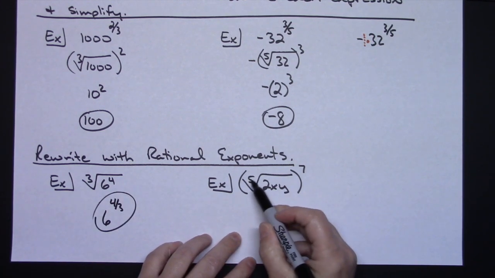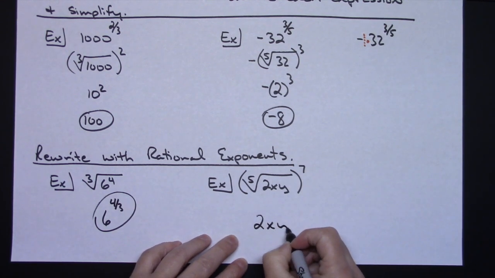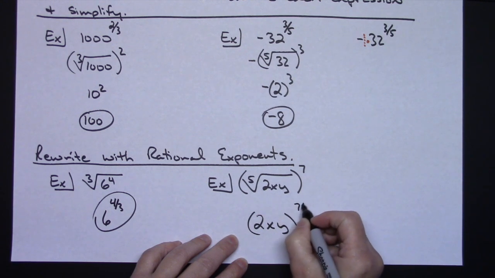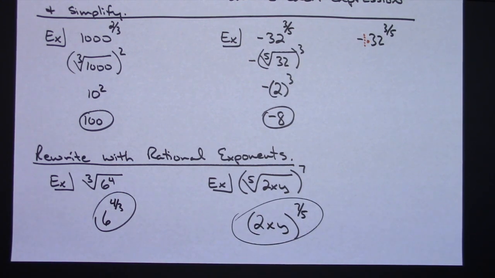Alright, and then this one, the fifth root there would be my denominator of the fraction, the 7 would be the numerator. So I'd have 2xy raised to the 7/5. Okay, so that rule implemented. Now we've got one more rule that we want to take a look at here real quick.